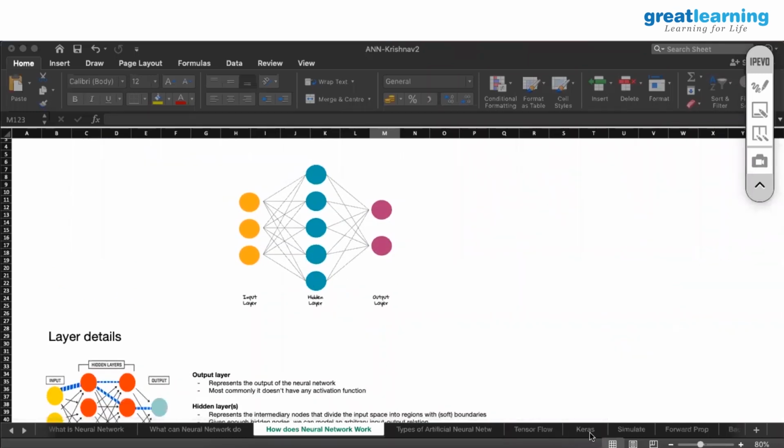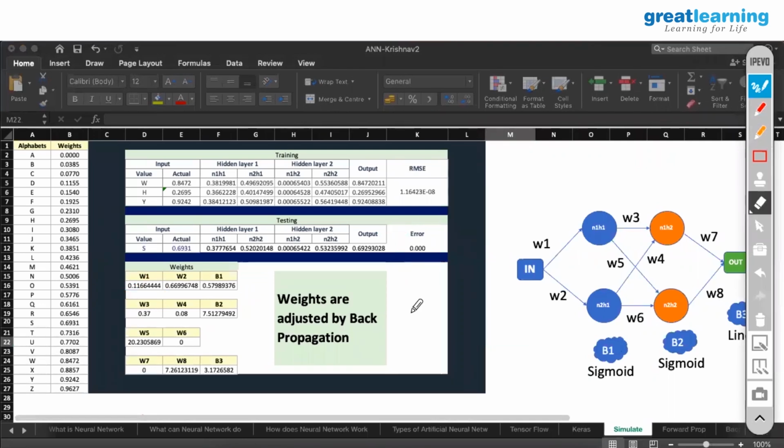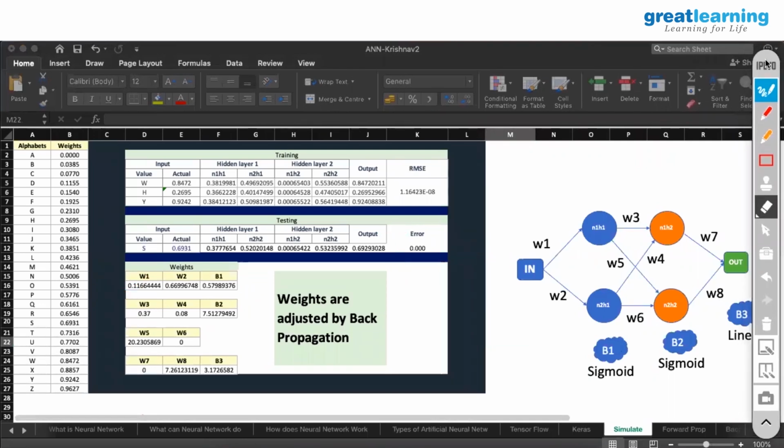All right. So this is how, on a very high level, a neural network works. Now let's try to simulate one. I have simulated a neural network in an Excel file. Now let me show you what it is. We cannot do this on a higher level, but a very simple neural network you can train. Now, observe my network.